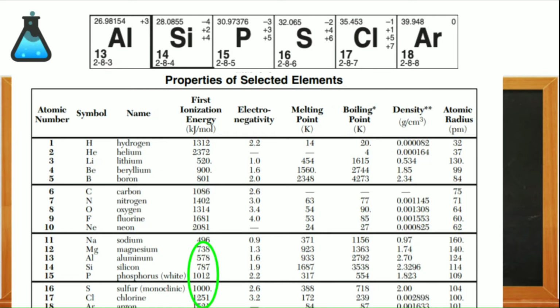Now, there are a few hiccups along the way, like when the ionization energy of magnesium is compared to aluminum, but we're not going to focus on one or two hiccups, but instead we're going to focus on the overall trend. And so as we can see from reference table S, as we go across the period, our first ionization energy increases.